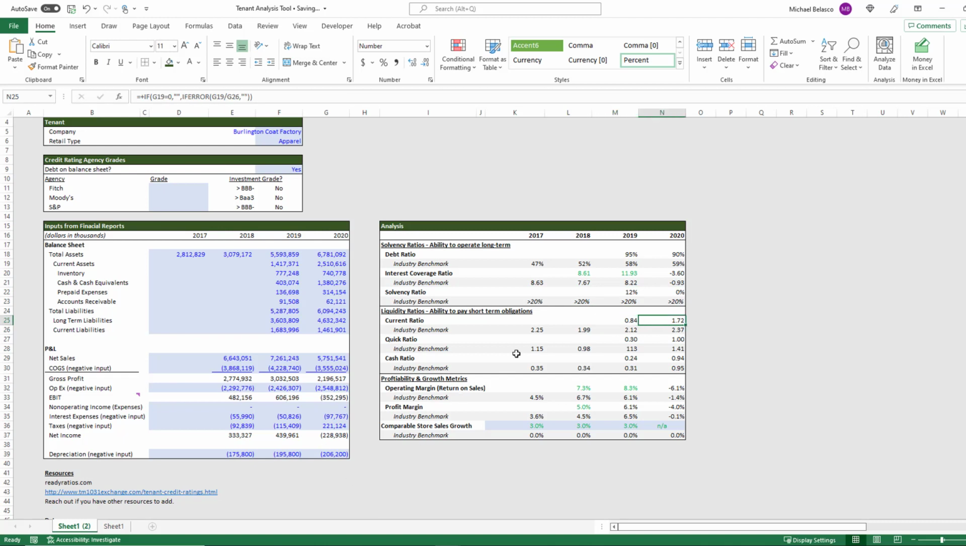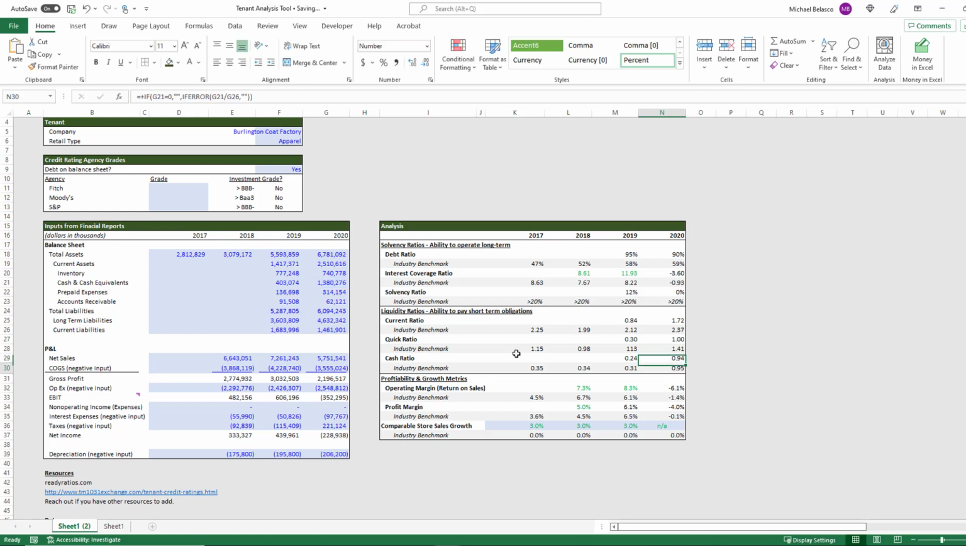Their current ratio again is under the industry benchmark, as are the quick ratio and the cash ratio. I'll walk through these ratios real quick. So current ratio, current assets divided by current liabilities, is under the industry benchmark. The quick ratio is current assets less inventory less prepaid expenses, divided by current liabilities. So you're basically taking out anything that's not easily converted to cash. That's what the quick ratio does. Taking out inventory, since it might be hard to sell that. You're taking out prepaid expenses because it's just cash that's out. It's already been paid. And the cash ratio is just cash and cash equivalents divided by current liabilities.